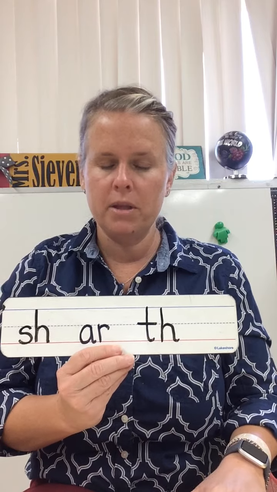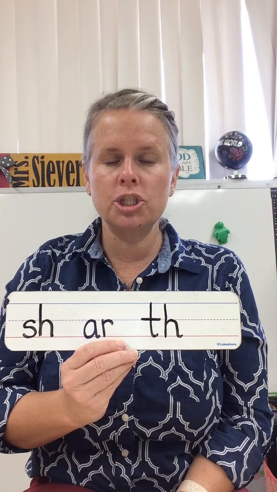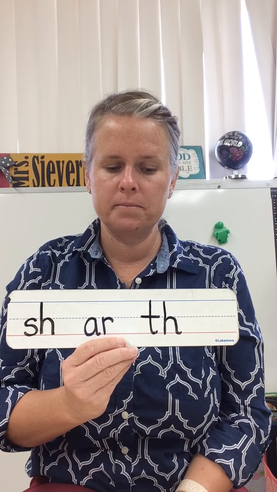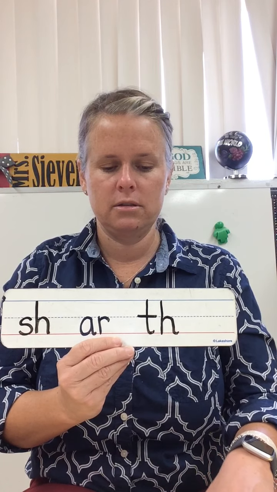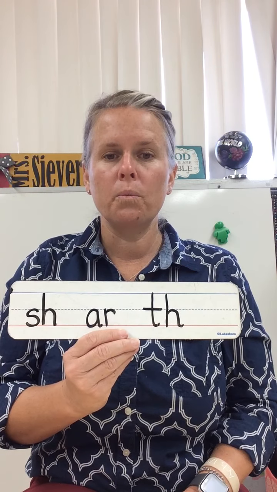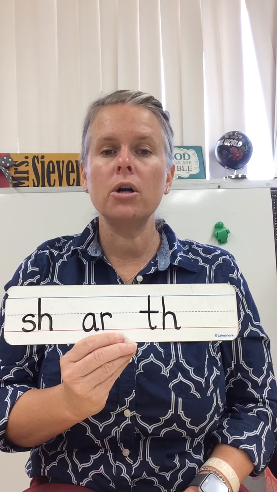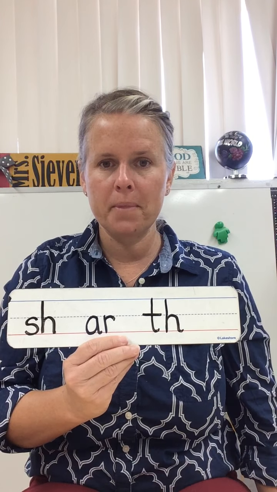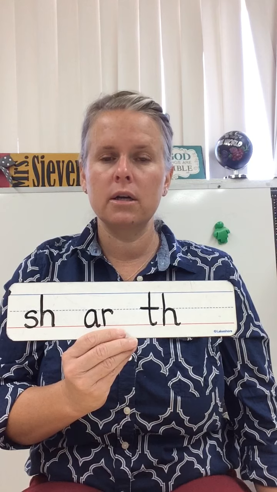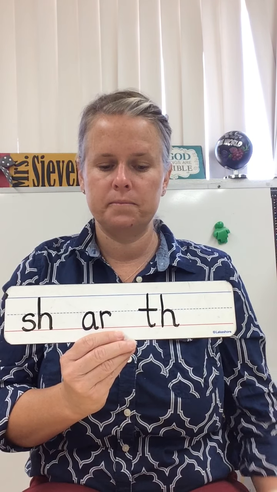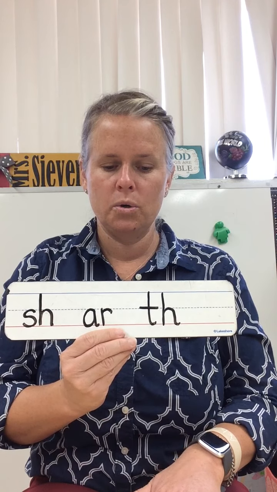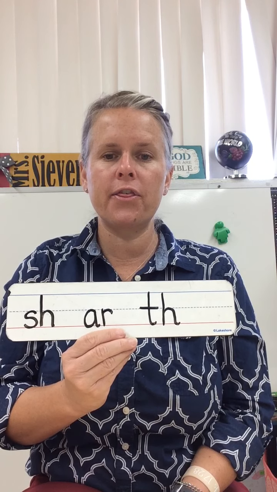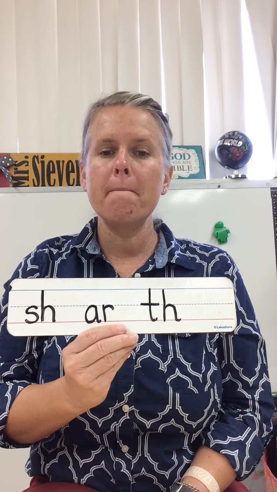Word number 1. Here we go. Ship. Sh, it, p. Ship. Word number 2. Park. P-R-K. It's K-O kangaroo. P-R-K. Park. Word number 3. Path. P-A-Th. P-ath. Path.